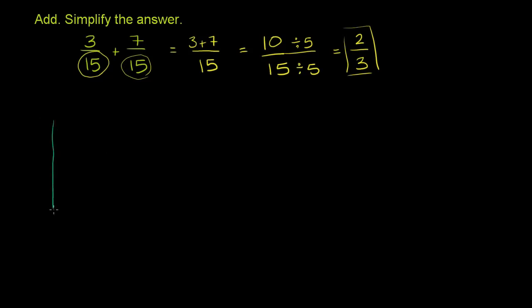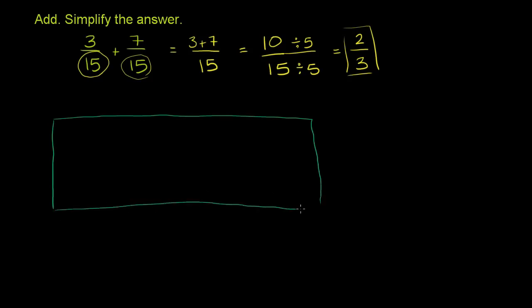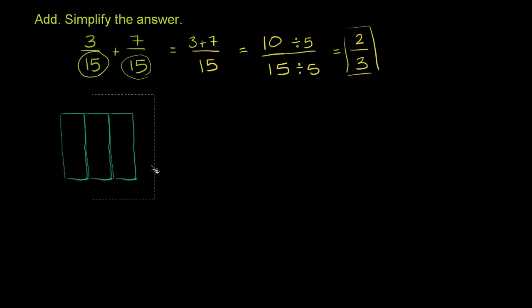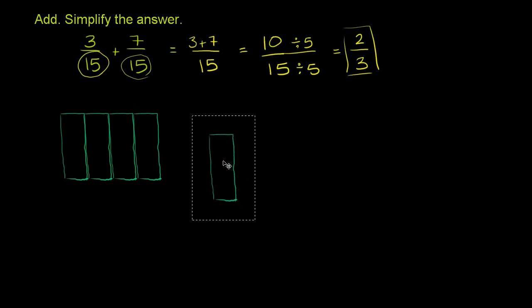Let's split something up into 15 sections. Let me see how well I can do this. Actually, an easier way might be to draw circles. So let me do the 15 sections. That is one section right over there. If I copy and paste it, that is a second section. And then a third section, a fourth section, and then we have a fifth section.